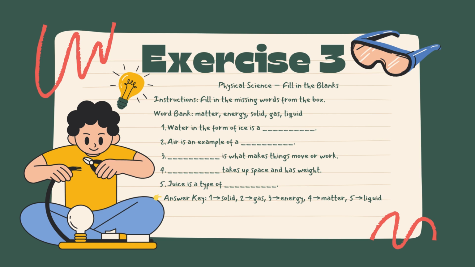Exercise 3. Physical science, fill in the blanks. Instructions: fill in the missing words from the box. Word bank: matter, energy, solid, gas, liquid. 1. Water in the form of ice is a blank. 2. Air is an example of a blank. 3. Blank is what makes things move or work. 4. Blank takes up space and has weight. 5. Juice is a type of blank. Answer key: 1 → solid, 2 → gas, 3 → energy, 4 → matter, 5 → liquid.